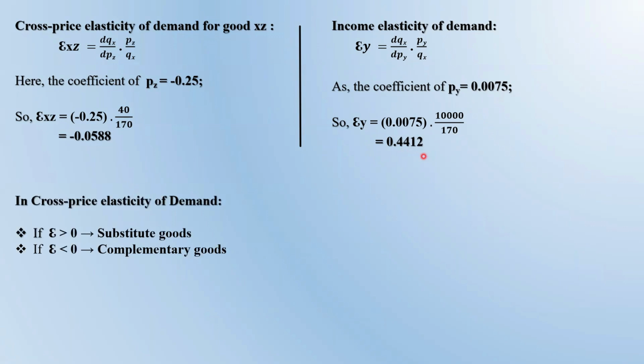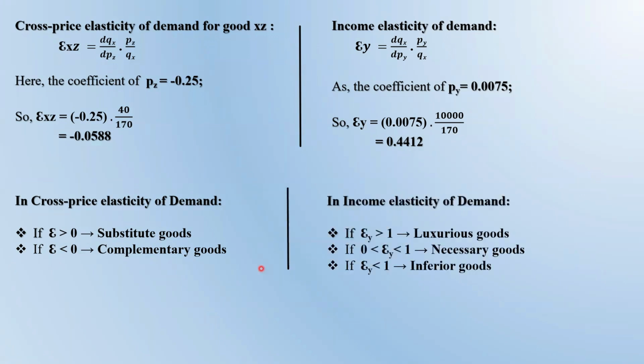As I have already mentioned, in cross-price elasticity of demand, if epsilon is greater than 0, then two goods are substitute goods. And if epsilon is less than 0, then two goods are complementary goods. Now, in income elasticity of demand, if epsilon y is greater than 1, the good is a luxury good. If epsilon is greater than 0 and less than 1, then the good is a necessary good. And if epsilon y is less than 0, then the good is an inferior good.